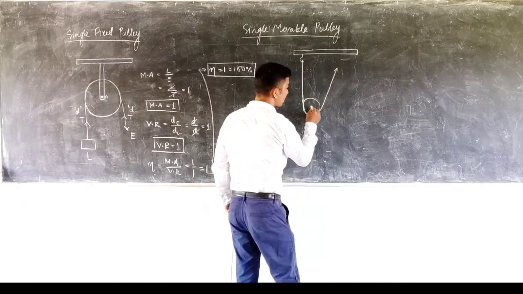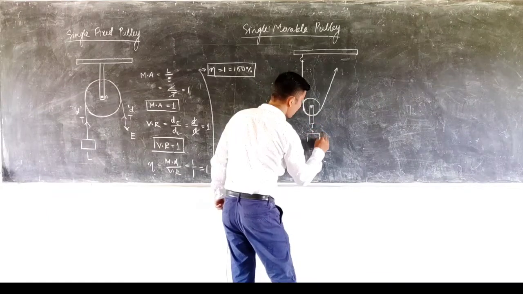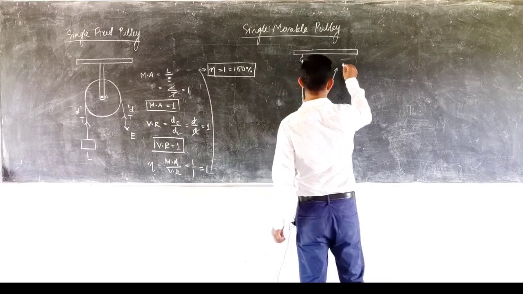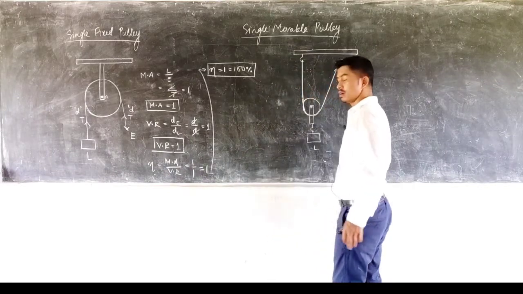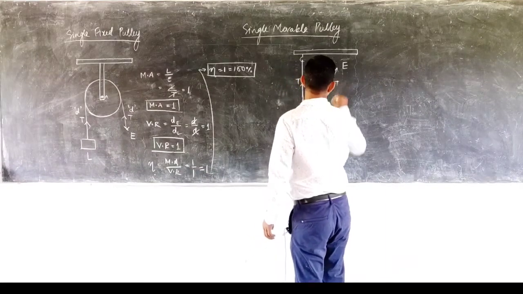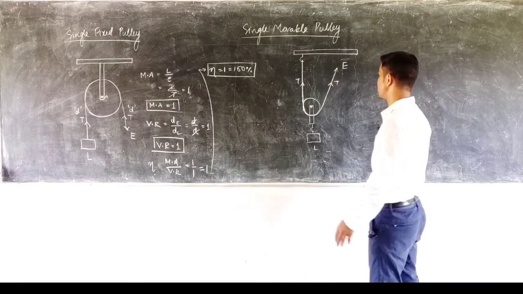Now here I have the axis of rotation which is attached with another hook where you can suspend a load L. Okay, so now we apply the effort upward. On both sides, let T be the tension acting. So let us try to find the mechanical advantage and the velocity ratio of this system as well.